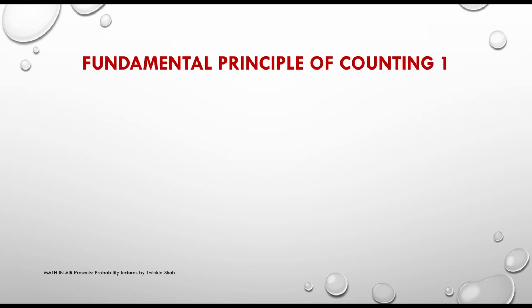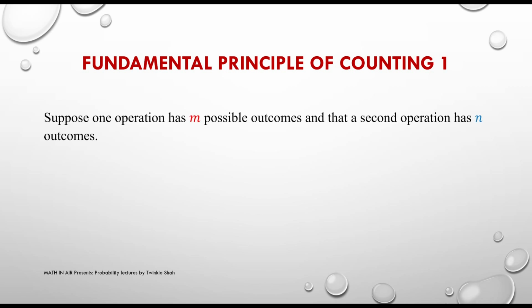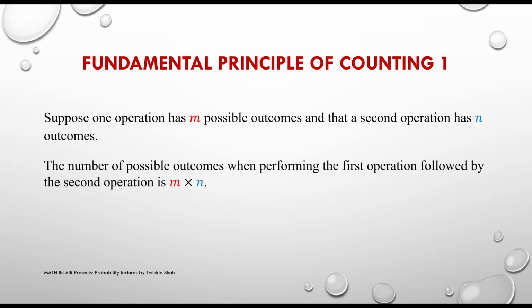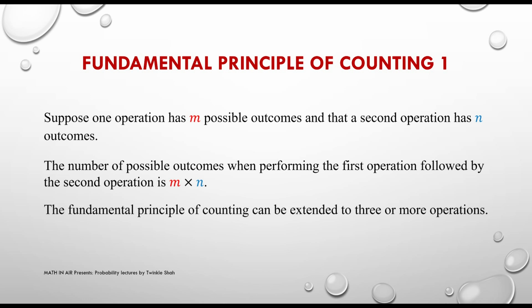Now let's understand the fundamental principle of counting. The first principle is, suppose one operation has m possible outcomes and that a second operation has n outcomes. The number of possible outcomes when performing the first operation followed by the second operation is m times n. The fundamental principle of counting can be extended to 3 or more operations.